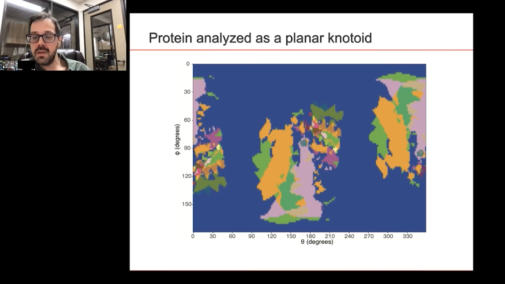So there is nothing wrong with working with knots if you just want to see quickly what's going on there. But if you want to see the real topology of a protein, I think planar knotoids is the way to go, because you get the full spectrum of all possible entanglements that you can get there. You may get more geometric features and this kind of thing.